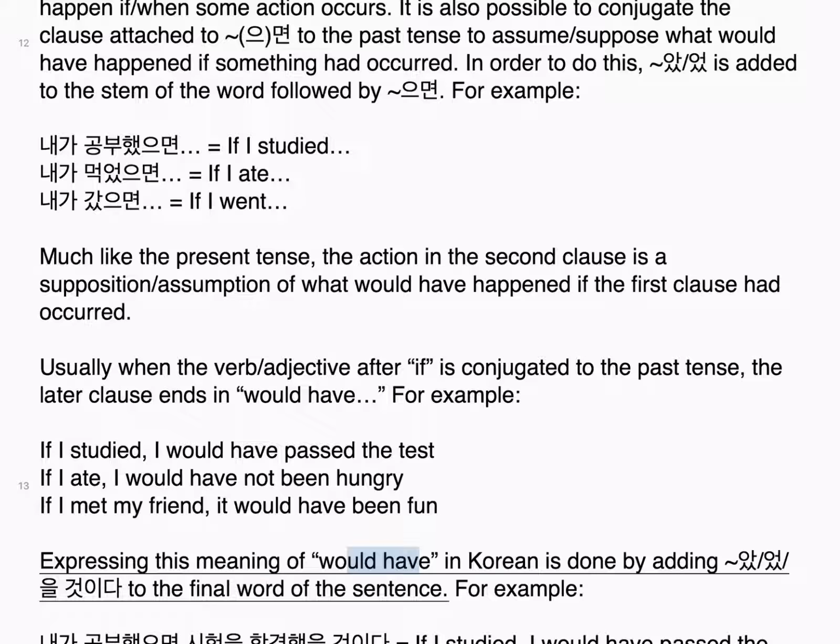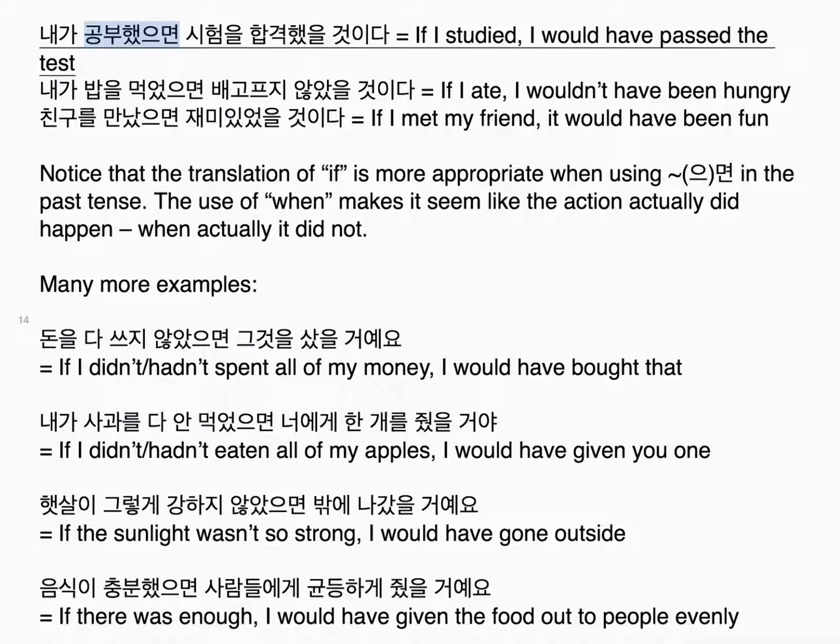Expressing this meaning of would have in Korean is done by adding 았/었을 것이다 to the final word of the sentence. For example, 내가 공부했으면 시험을 합격했을 것이다. If I studied, I would have passed the test. 내가 밥을 먹었으면 배고프지 않았을 것이다. If I ate, I wouldn't have been hungry. 친구를 만났으면 재미있었을 것이다. If I met my friend, it would have been fun. Notice that the translation of if is more appropriate when using 으면 in the past tense. The use of when makes it seem like the action actually did happen, when actually it did not.